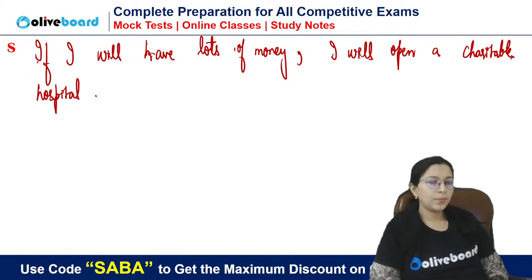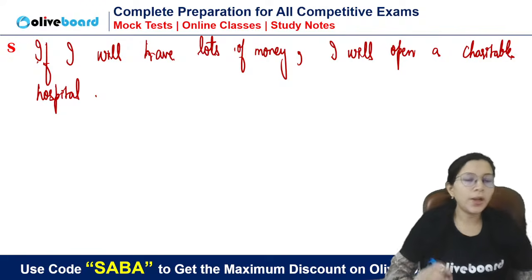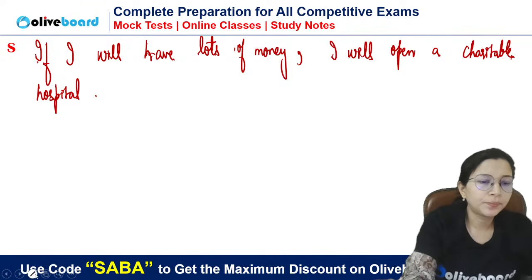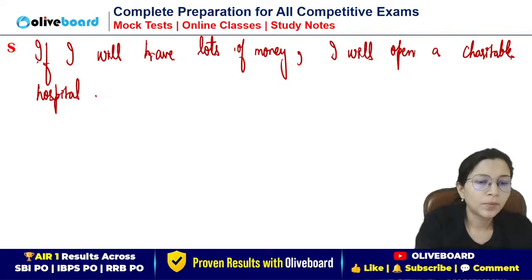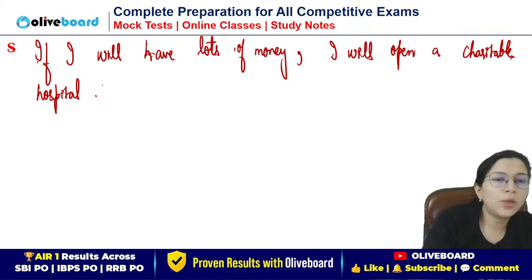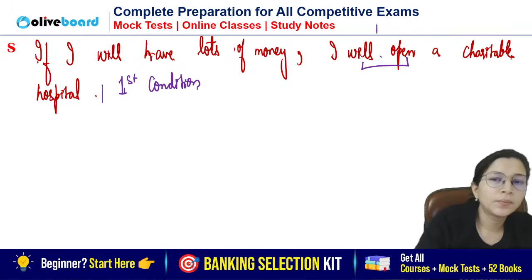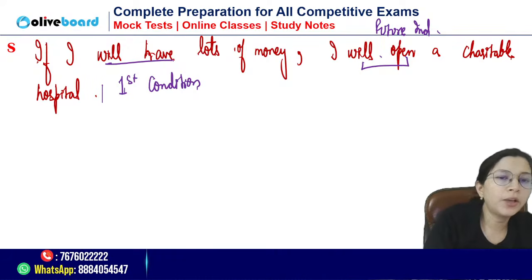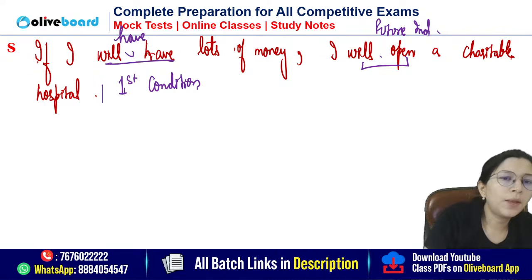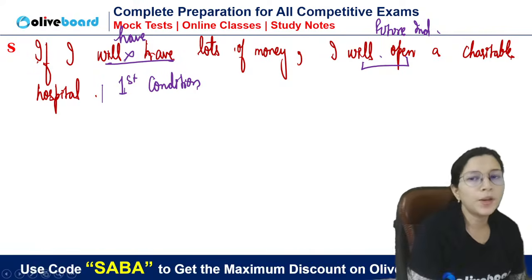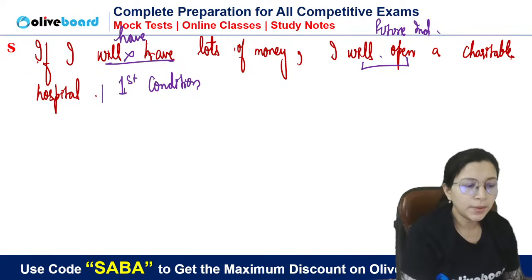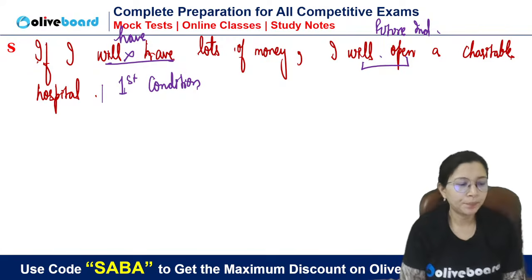Where will you find the error? Quickly. Tell me the condition and the error. Which condition is it, and the error. We all know that it is the first condition. And first condition means the principal clause is future indefinite and the subordinate clause is present indefinite. So it will be: if I have lots of money, I will open a charitable hospital. Right? This is the first condition.